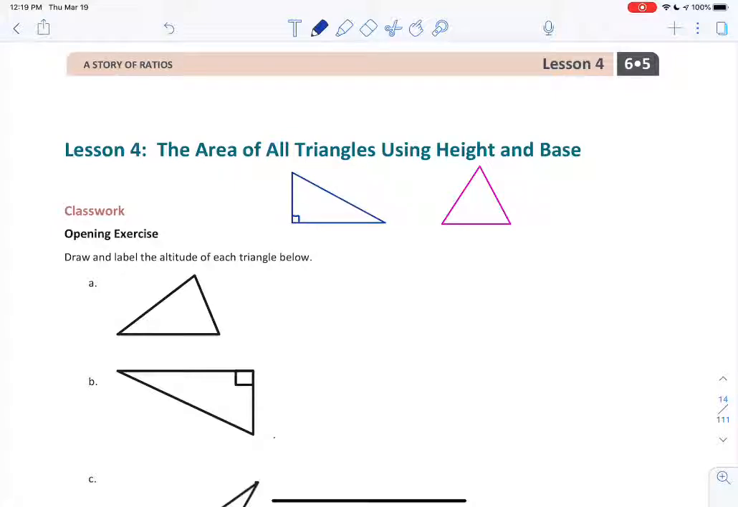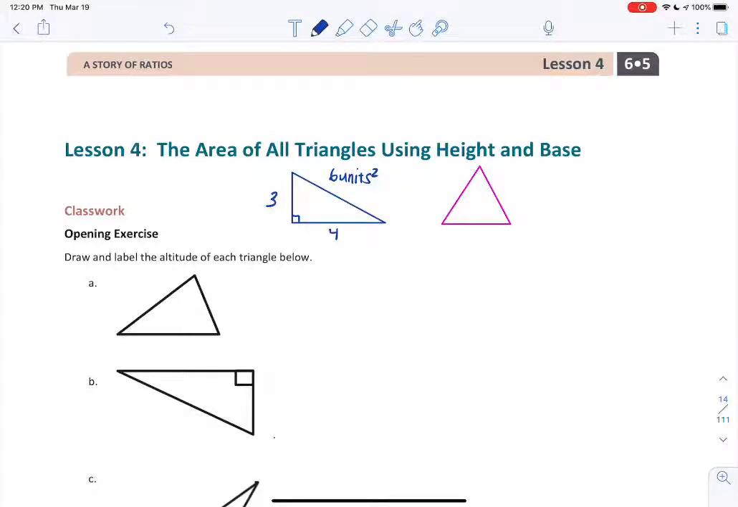So if this base was, let's call it 4, for example, and maybe this was a height of 3, then I could find the area of this right triangle by multiplying 4 times 3, but then dividing by 2. So the area of this one would be 6 units squared.